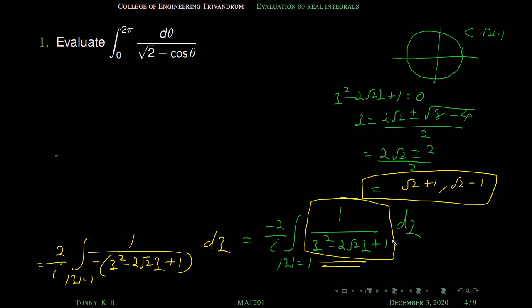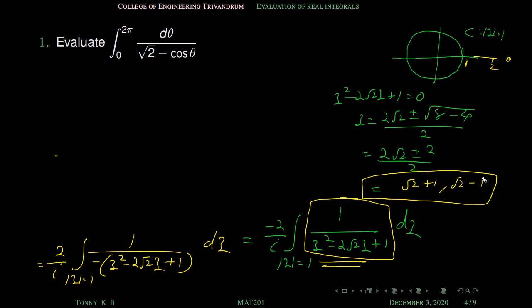Okay, the next question: which singularities lie inside the curve C? What about root 2 plus 1? This is mod z equal to 1. Does root 2 plus 1 belong inside C? No, because we know that root 2 is approximately 1 point something. So this total value is 2 point something, and the circle has radius only 1. So it is clear that root 2 plus 1 is outside the curve C.